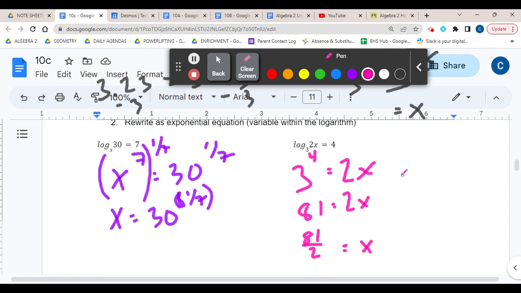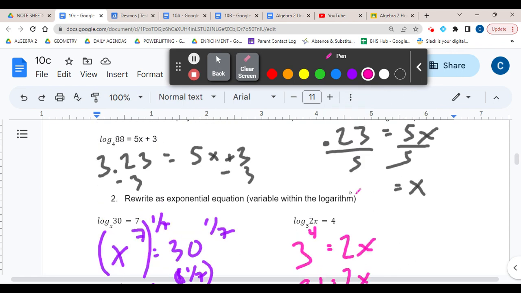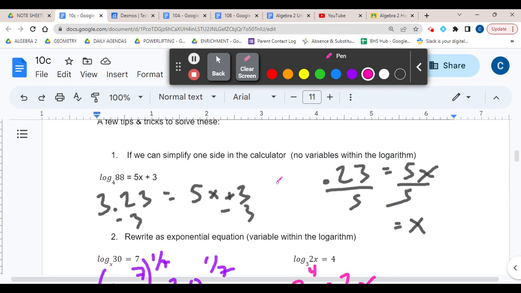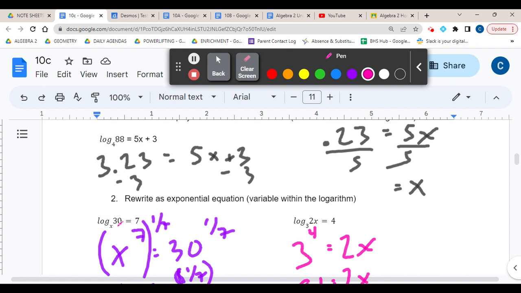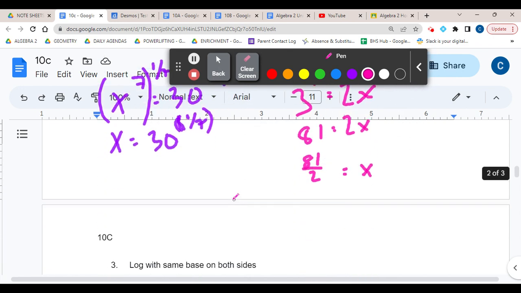Go ahead and pause the video if you need to. Again, we talked about two different strategies depending on what we get. If there's no variable in the logarithm, simplify the logarithm in the calculator and just do an algebra problem. If a variable is in the logarithm, then just rewrite it as an exponential equation. We know how to do that from the first two sets of notes.